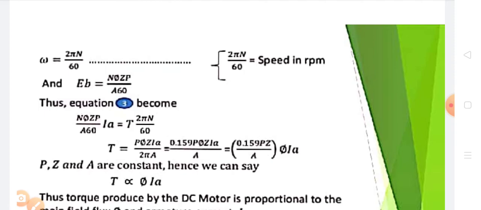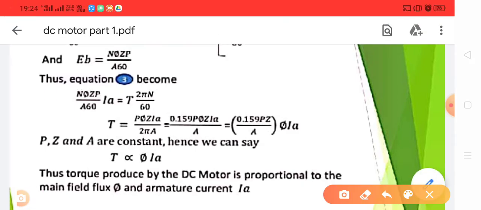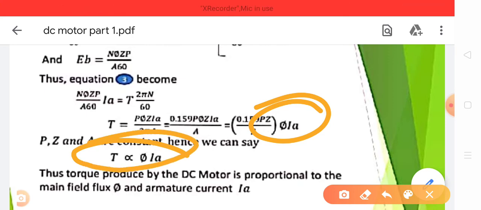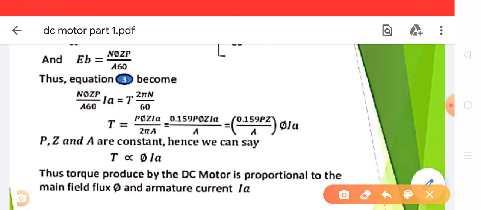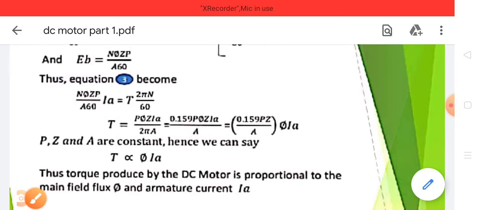What is the omega representation? 2 pi N by 60. So what is the torque expression? By solving this you can get 0.159 P phi Z Ia by A. Here 0.159 P Z by A is a constant. The only variables here are phi and Ia. So torque is always proportional to phi into Ia. The torque equation is T equals 0.159 P Z by A into phi into Ia. So this is the torque equation in the DC motor, and based on this equation you can represent the different characteristics of the DC motor.